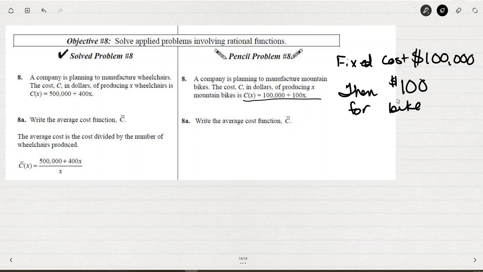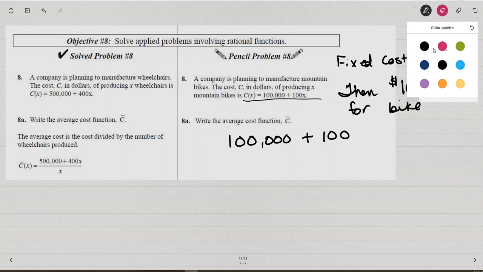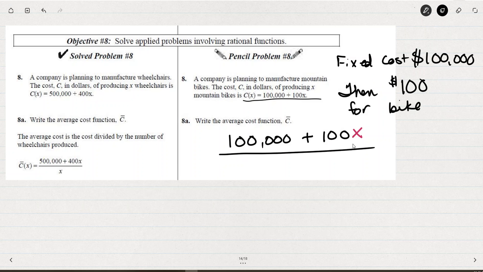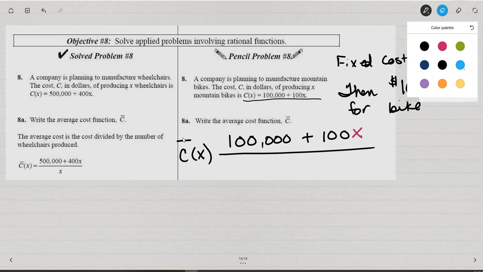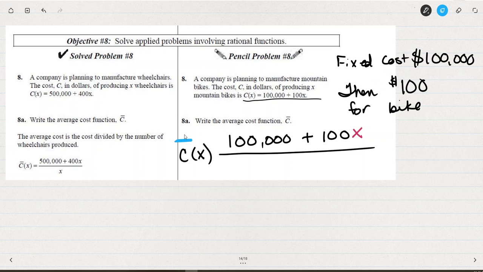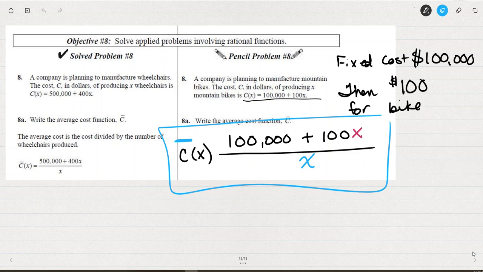So write the average cost function. What we do for the average cost function is we say, here's our cost, 100,000 plus 100x. There's our cost function. And then to do the average cost function, we put a bar over that C, and we divide by the number of x's. So here's our average cost function.